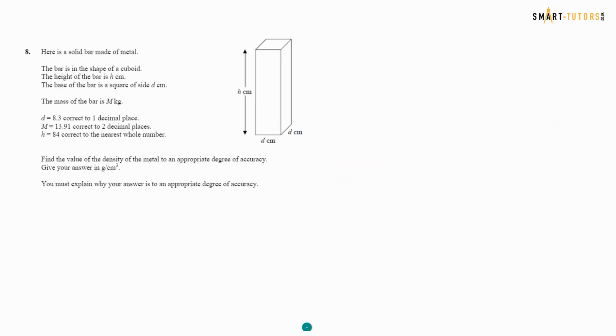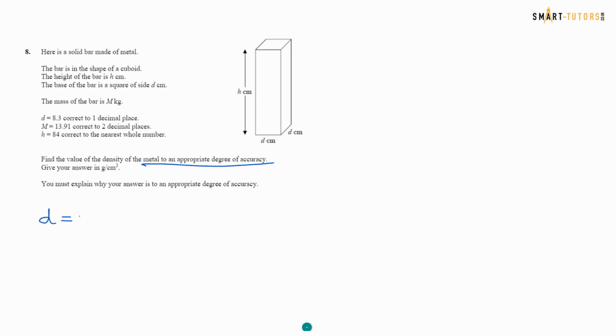Question number 8. Here is a solid bar made of metal. The bar is in the shape of a cuboid. D and H are given. The mass of the bar is M. Everything is given. Find the value of the density of the metal to an appropriate degree of accuracy. We have done this kind of question in our upper bound and lower bound topic revision guide. So let's do this one.